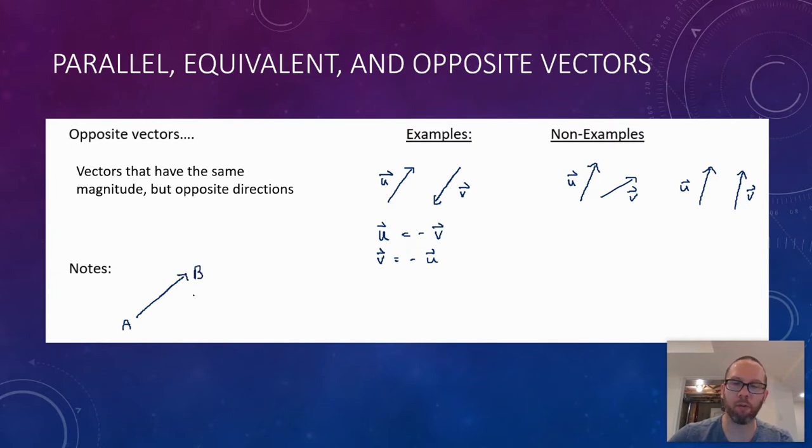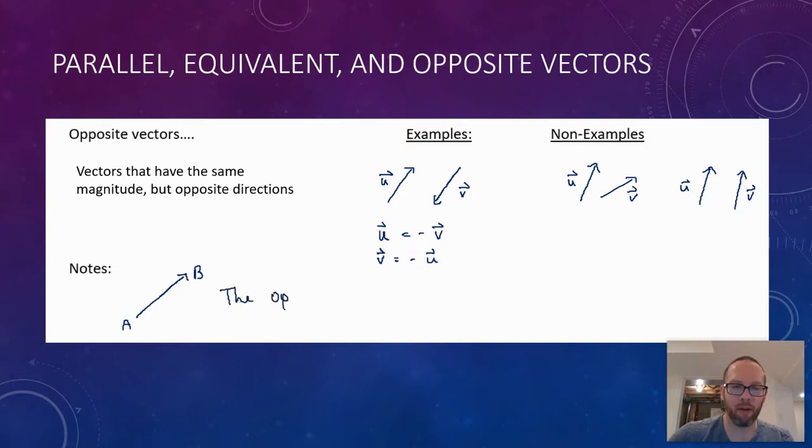Here's a vector that goes from A to B. What would the opposite of vector AB be? If you want to think about that for a second, how would you state the opposite of vector AB? Well, the opposite vector has the same magnitude but the opposite direction. So the opposite of vector AB would be the vector that goes from B to A.